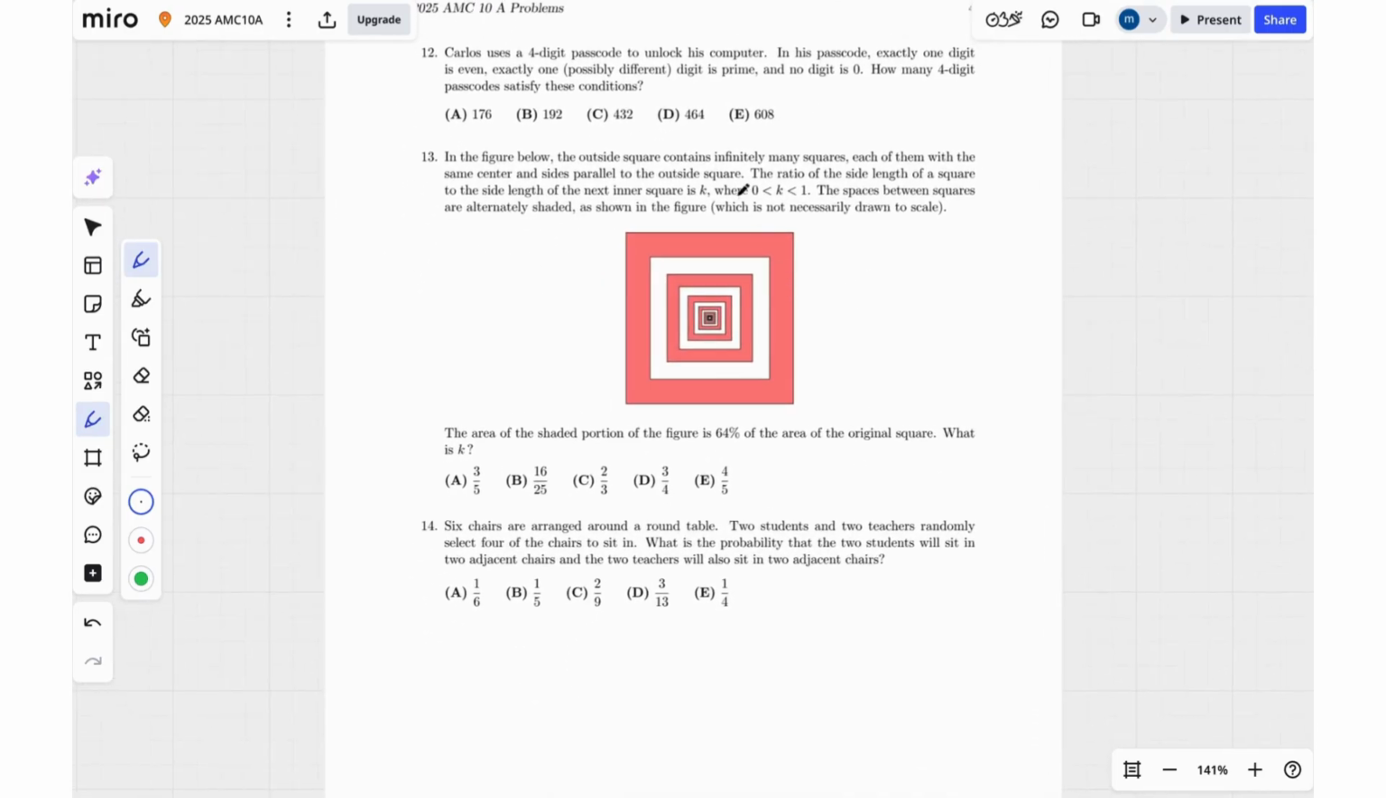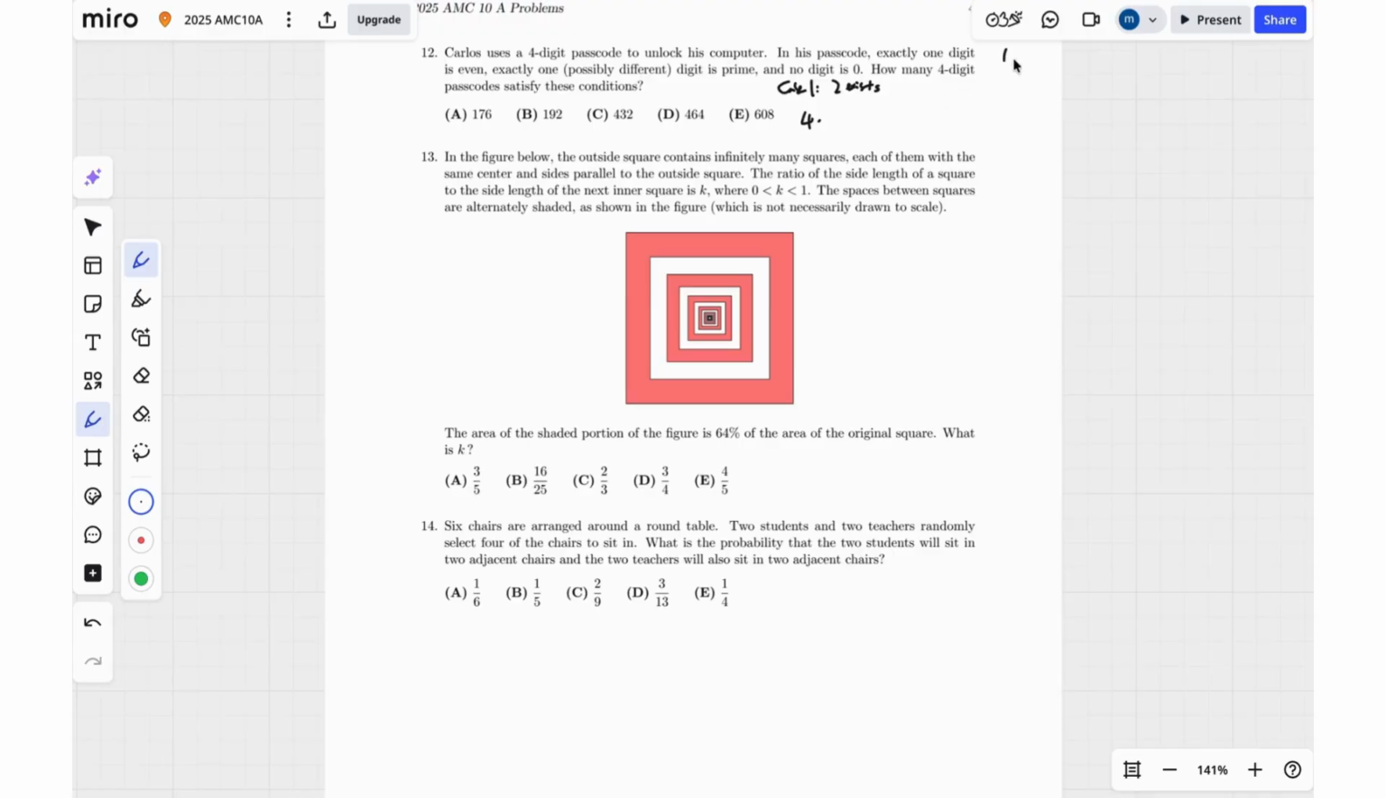So here, Carlos is making a passcode. So we notice that 2 is the only even prime, so we have two cases. Case 1, there is a 2. So that means that we have 4 ways to put the 2.